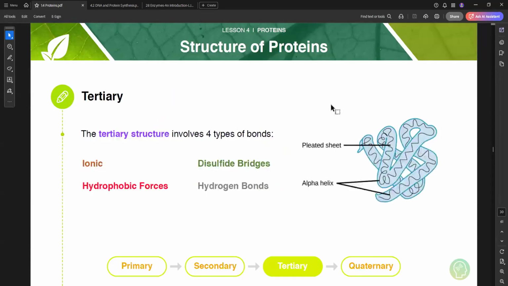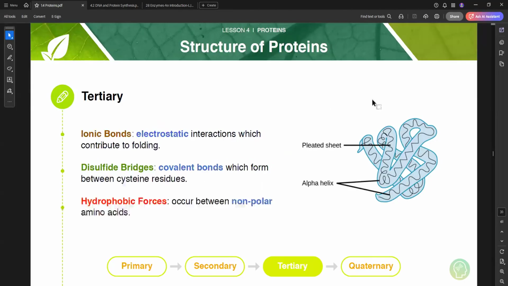Fine. So tertiary structure then. 4 different types of bonds. We can think about them here. So your ionic bonds, these are going to end up with electrostatic interactions between your ionic groups, and they will contribute to folding. Remember, we're forming bonds in different places, and it's like pulling on bits of string that are in a big sheet. You're pulling those bits of string, and you're ending up with the sheet folding in lots of different ways depending on which string you pull. And your ionic bonds are going to form electrostatic interactions.